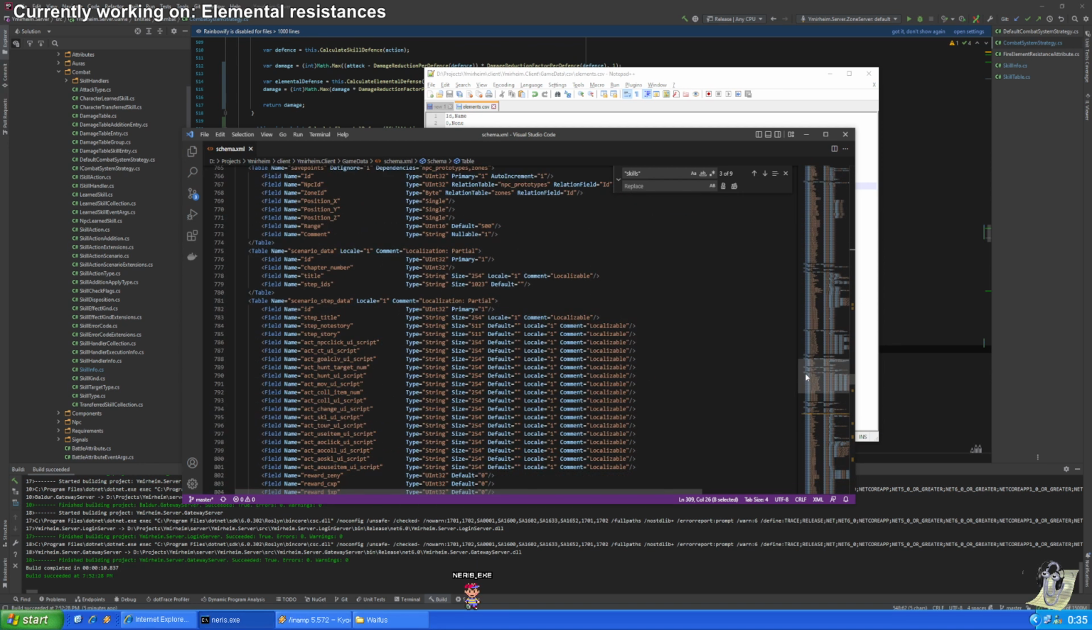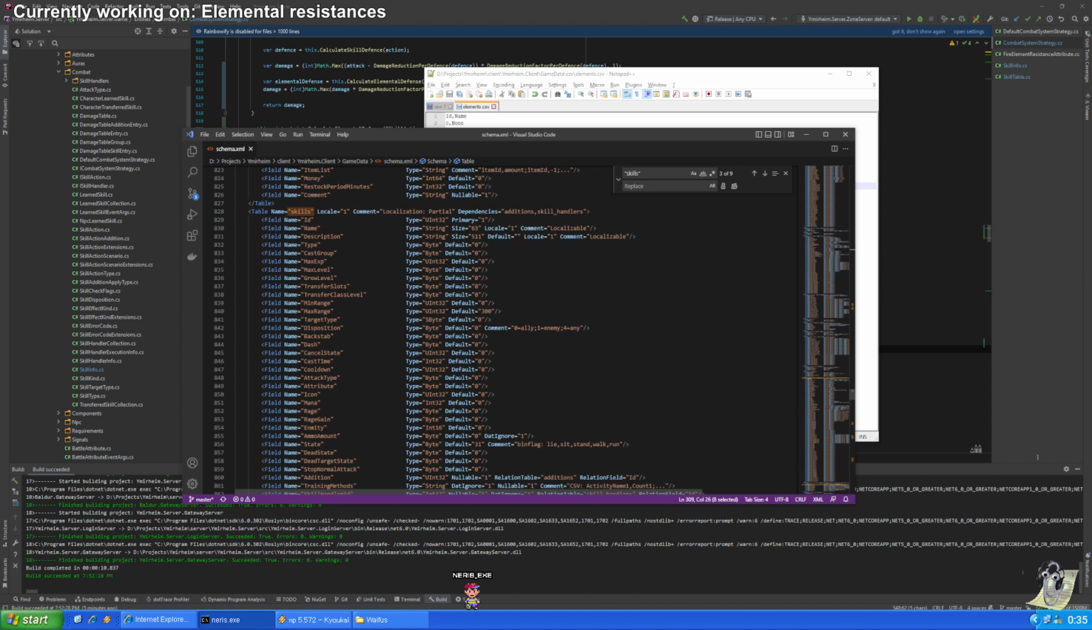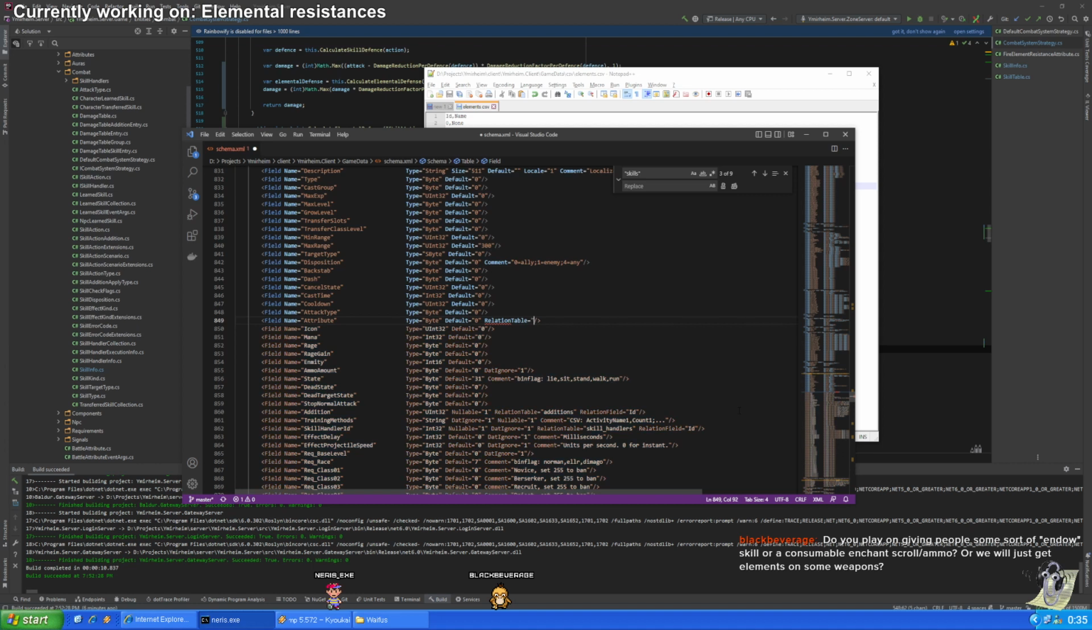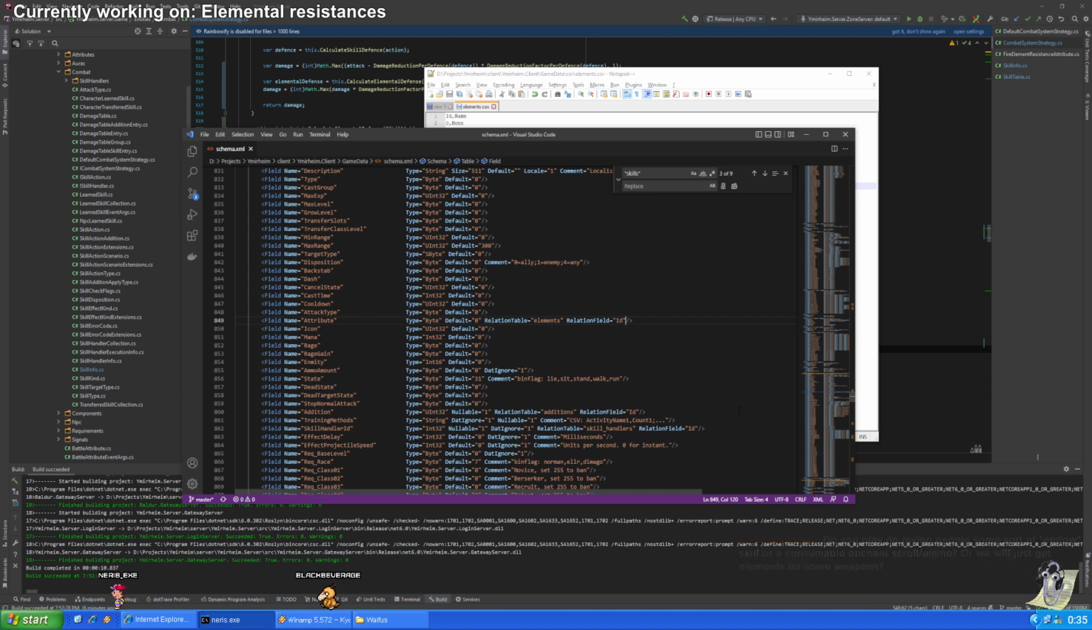After that, I can go to the skills table and create a reference. First, attributes relation table, elements, relation fields, ID. DAO skill.